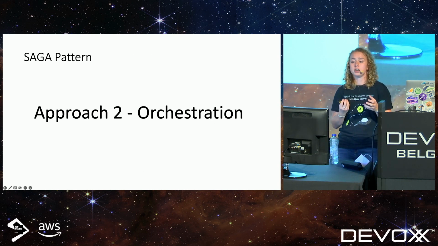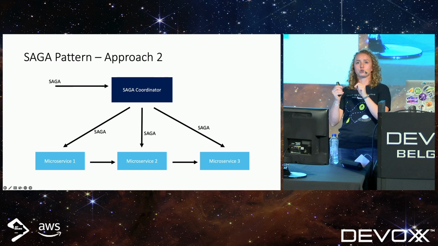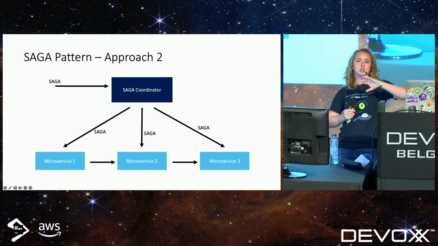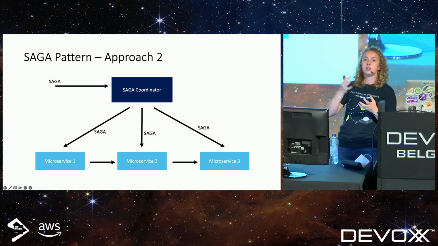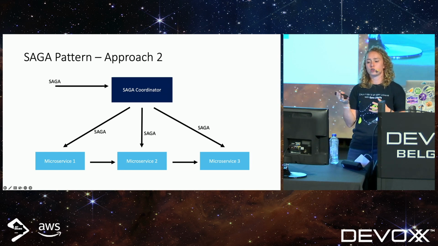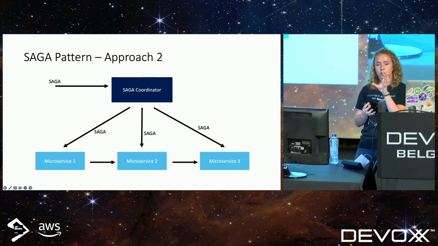The other approach is orchestration. So this is more similar to the ACID transaction that I showed before, where we have this central coordinator. So this is essentially that single point of truth, and this is what coordinates and keeps track of the state of each of the microservices involved in the transaction. So the advantage of this is that you have this central point of coordination and this central point of truth.